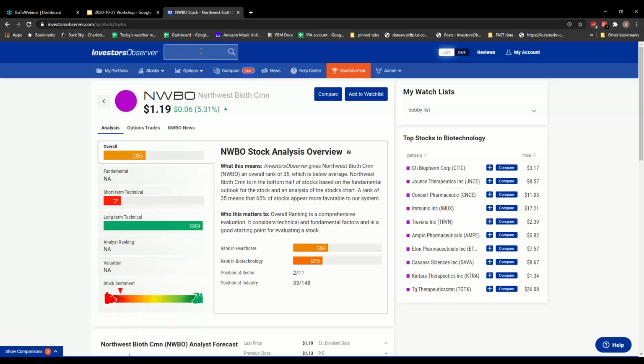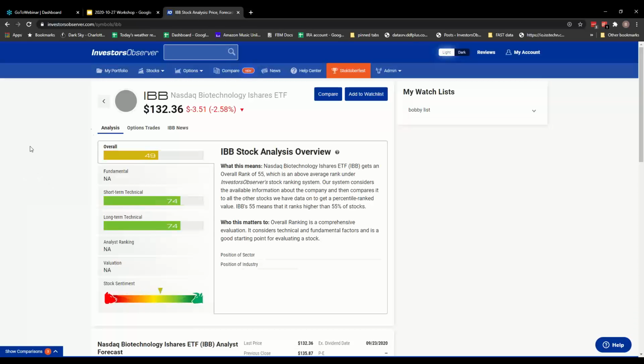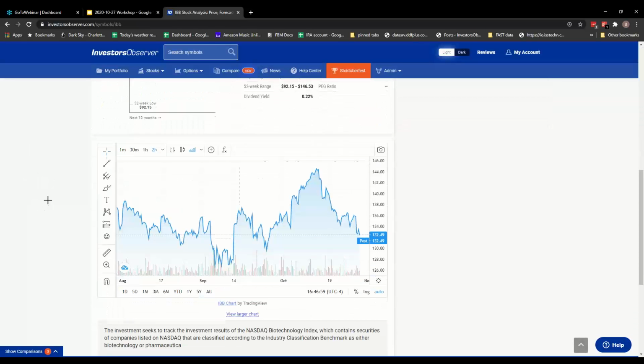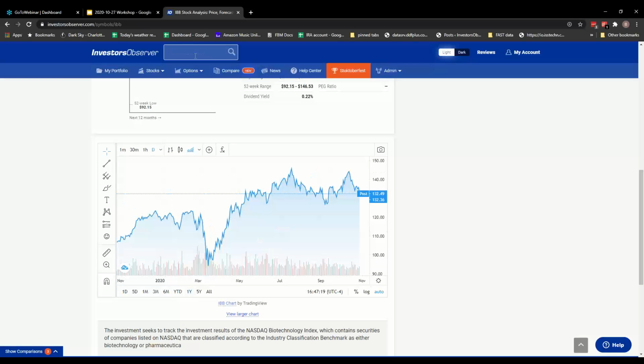All three of these are in that biotech index that's tracked by this ETF that have been going down since the middle of October. The NWBO one looks a little bit different. I'm not super familiar with that stock. But there's a lot of sort of negative sentiment around the biotechs right now.